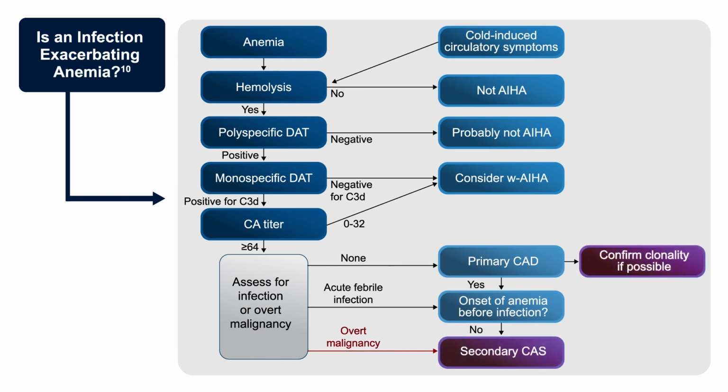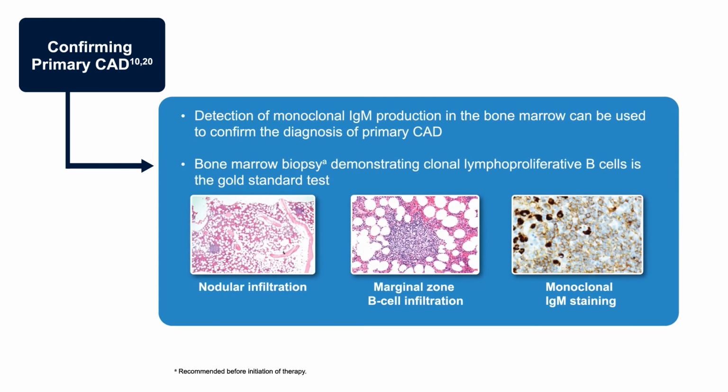You want to look for those clonal B cells in cold agglutinin disease by doing a bone marrow biopsy to confirm. So we can either do serum IgM, looking for a monoclonal IgM protein in a serum sample, and/or we can do a bone marrow biopsy, which is going to demonstrate this low-grade clonal proliferation of B cells, which is the gold standard test.